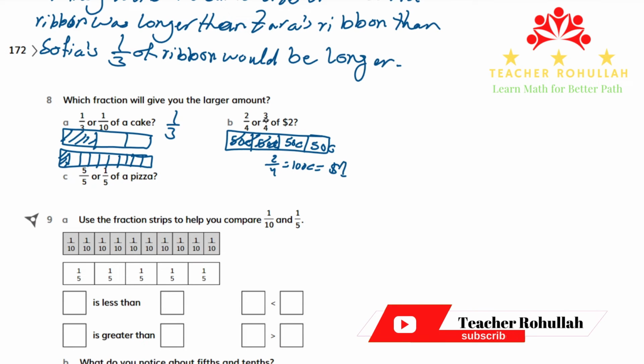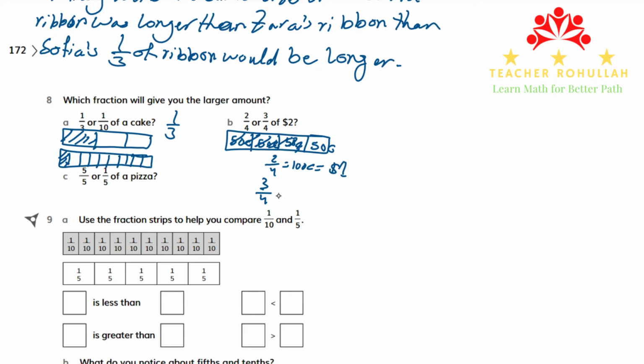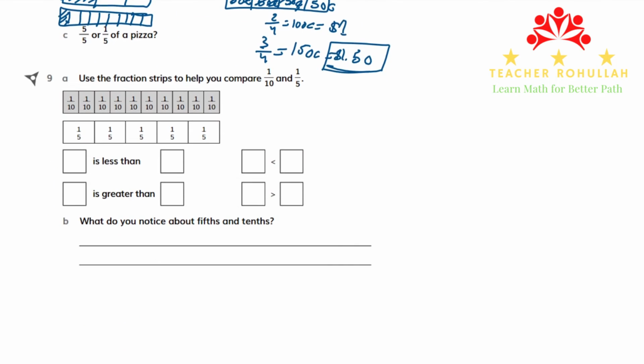And 3/4 is giving us 150 cents, or $1.50. Now, which one is giving us a larger amount? For sure, it is 3/4 that gives us a larger amount, and now it's $1.50. Well, question 8 is solved. Let me scroll down to move to question 9.